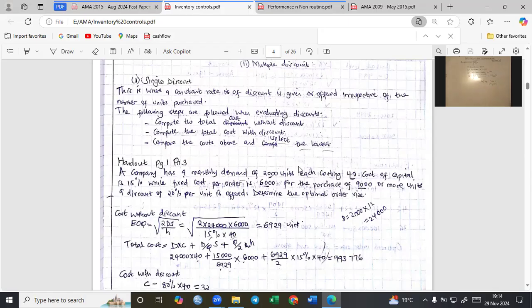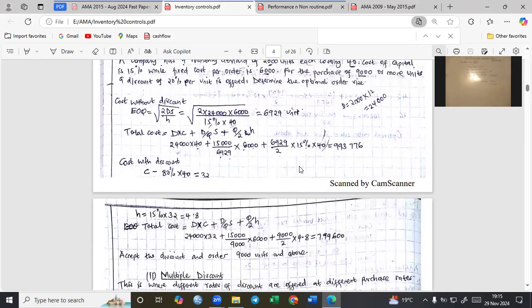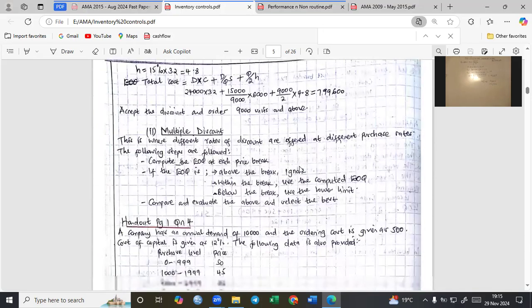The following steps are followed when evaluating the discount. Number one, compute the total cost without discount. Number two, compute the total cost with the discount. Then compare the cost and select the one which is lowest. So now compare the cost before discount and after discount. Then you give your advice. Now let us do this question together before we go to multi-discount.